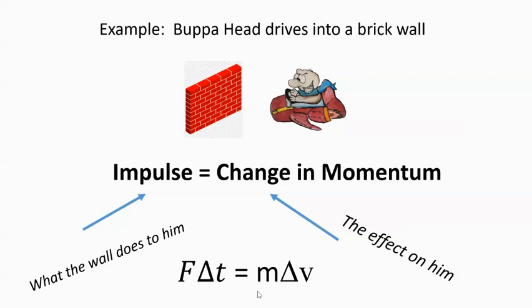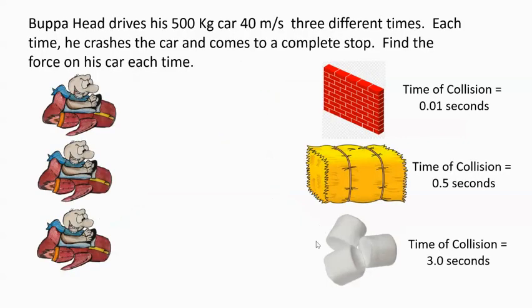And it can be seen by the equation that you see on your screen here: force multiplied by change in time equals mass times change in velocity. The left side is the impulse, and the right side is the change in momentum. When you put them together, you get an equation with four variables, which means that if we have three of those variables, we can always solve for the fourth. So let's look at three different examples.